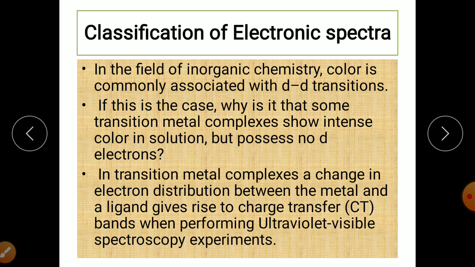How? Because in transition metal complexes, a change in electron distribution between the metal and ligand gives rise to color bands, and those bands are called charge transfer bands. It shows under UV as well as visible light. It depends on the type of transitions.